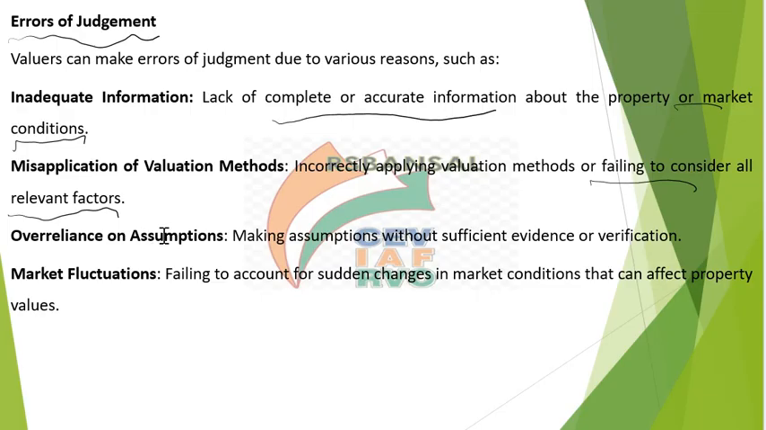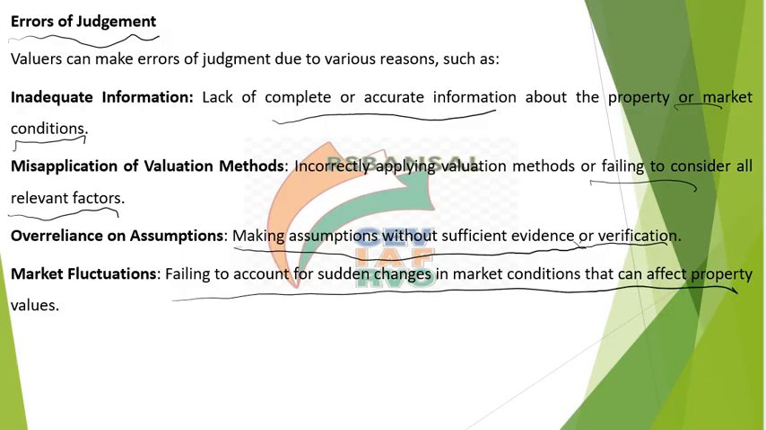Then over-reliance on assumptions. If the valuer relies too heavily on assumptions or makes assumptions without sufficient evidence or verification, it will be called error of judgment. Market fluctuations: many times the market fluctuates within a short time. Failing to account for sudden changes in market conditions that can affect market values also comes under the heading of error of judgment.